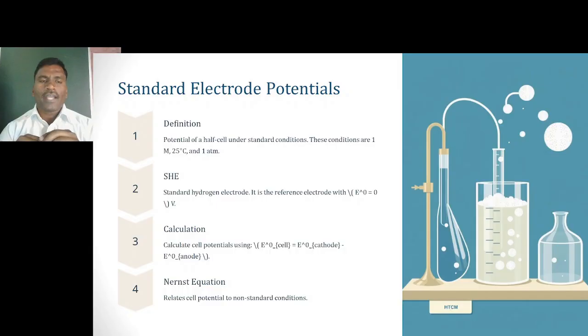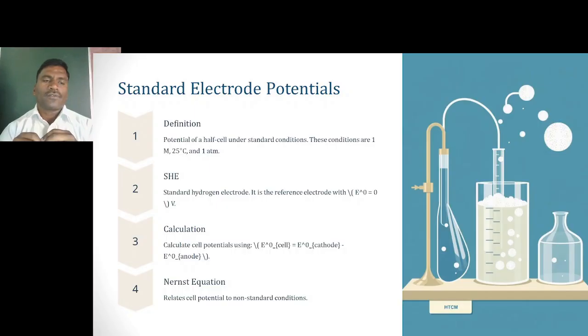By constructing the cell and measuring the EMF in terms of voltage, a voltmeter is connected in series to the external source and records the voltage of that cell. A reference electrode and one test electrode are used. For that, standard conditions should be maintained. The potential of the half cell under standard condition, these conditions are 1 molar concentration, 25 degrees Celsius and 1 atmospheric pressure. That is the standard condition.